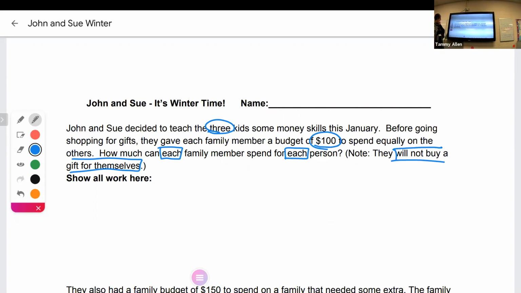Which "each" is more important here that I got? Which one is really the one that we need to pay attention to? For each person. Each person. This one doesn't tell us a whole lot, right? Okay, so we probably don't even want to box that one. Okay. Anything else? There's another one. Equally.